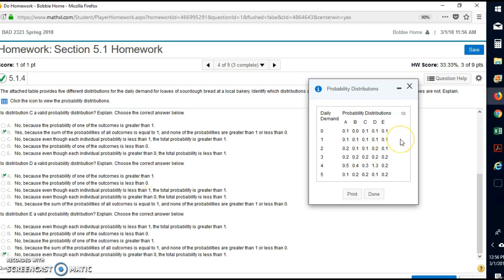And for E, no, because even though each individual probability is greater than 0, if you add them up, you get 0.9, and that is less than 1.